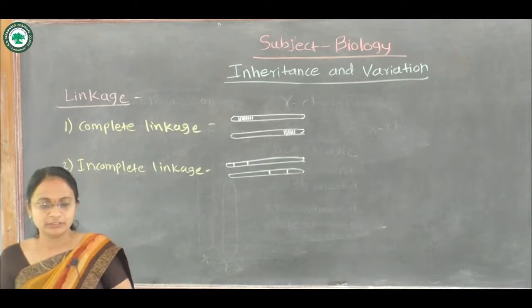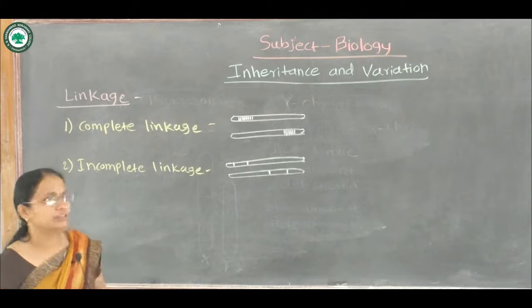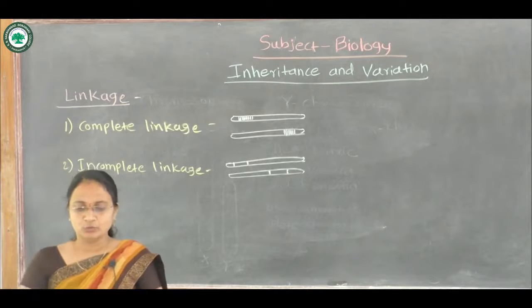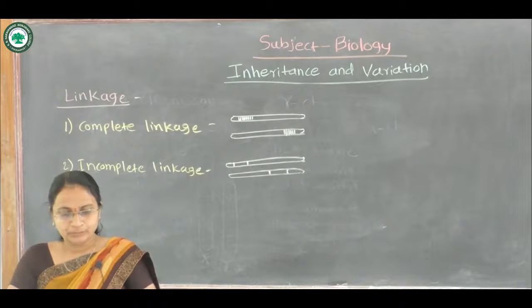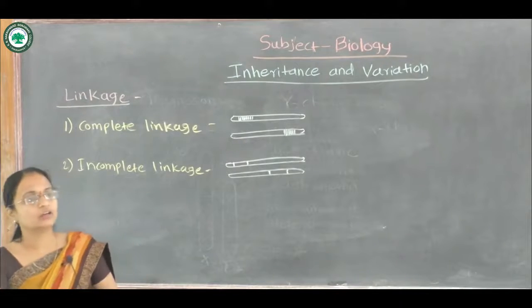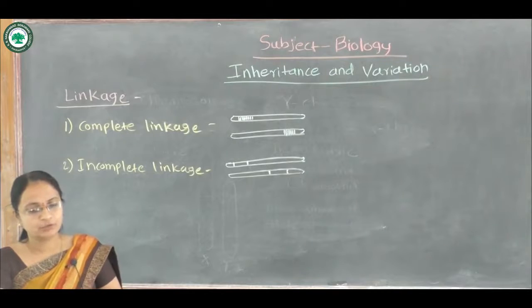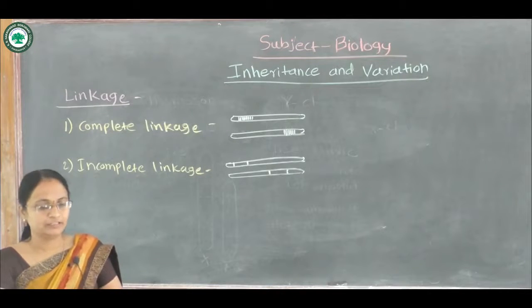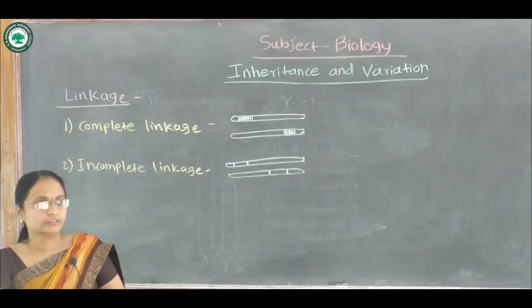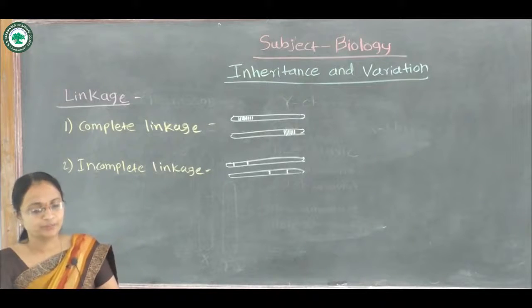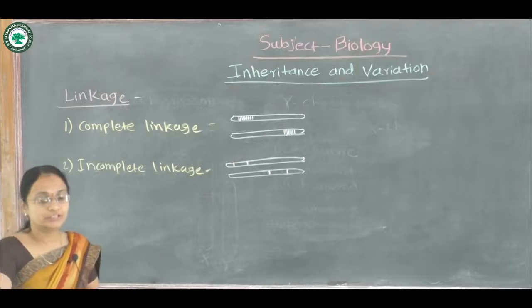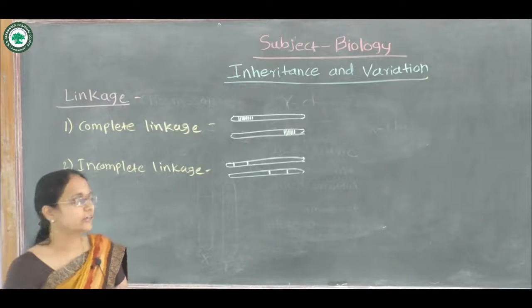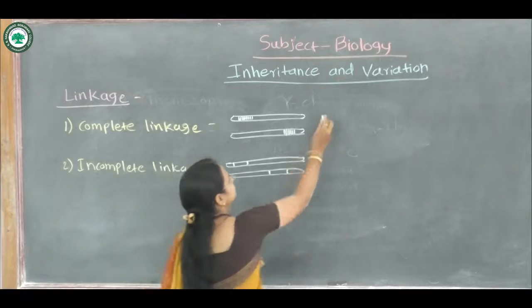The example of complete linkage is the X chromosome of a male Drosophila, which shows complete linkage. In incomplete linkage, because of this incomplete linkage, the color and shape of the seed will change. Their grains have different color and different shape. It is because of this incomplete linkage. Now the next is sex linkage.